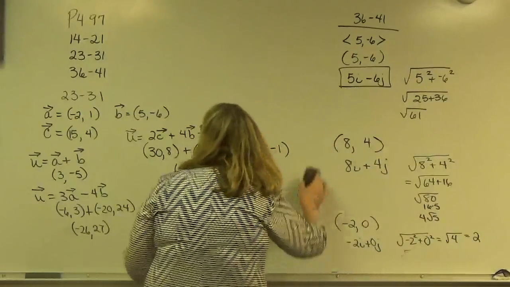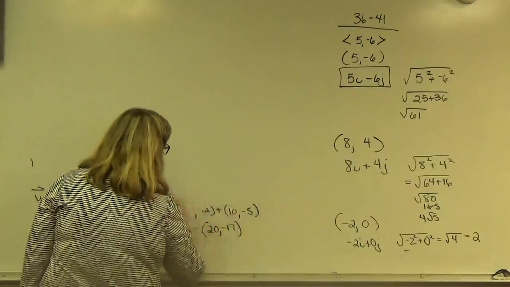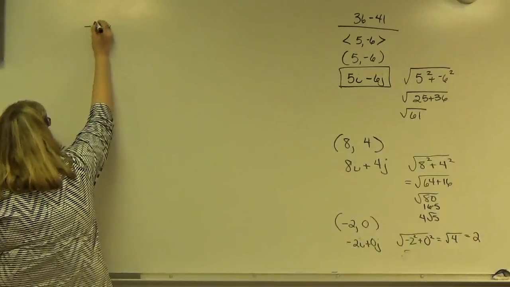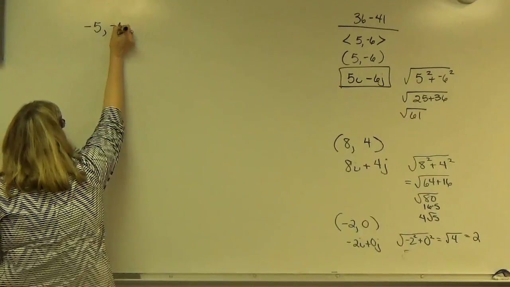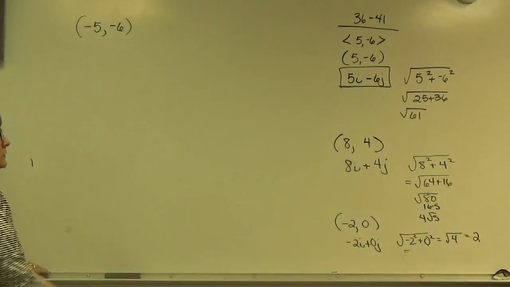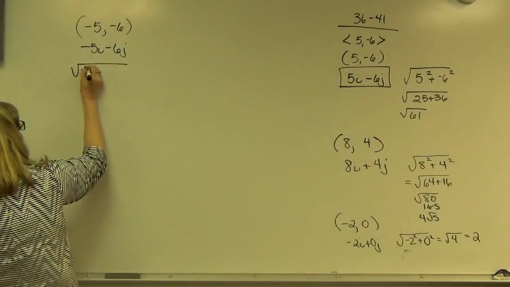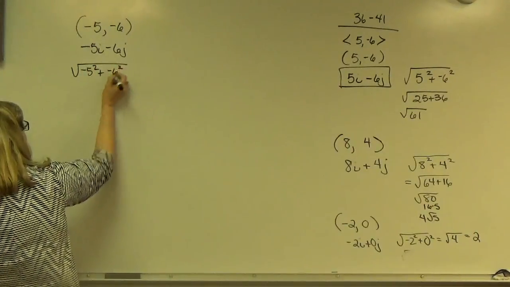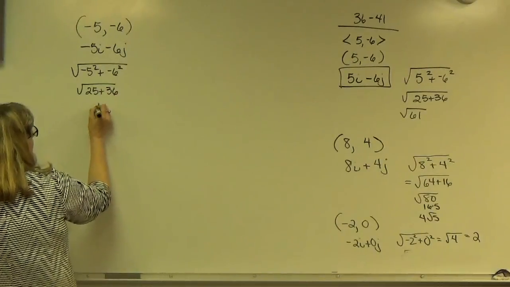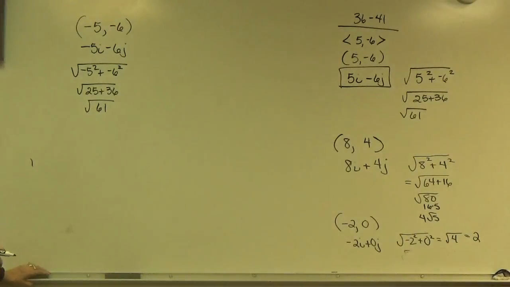Okay, let's do one more. Let's go with a negative 5 and a negative 6. So what would it be written as the sum of unit vectors? Negative 5I minus 6J. And then the magnitude would be a negative 5 squared plus negative 6 squared. Is everybody agreeable? Okay, do you guys have questions?